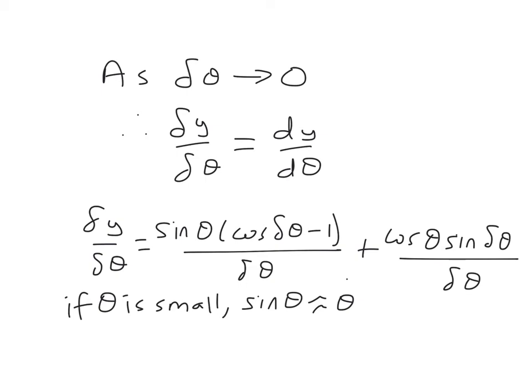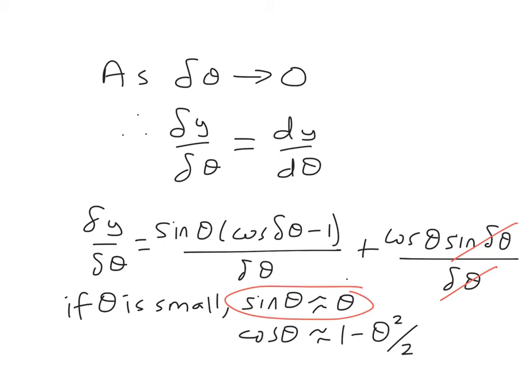We also know that if theta is small, then cos theta is approximately 1 minus theta squared over 2. So we've got sine delta theta and delta theta being approximately equal. That's what this is saying. So I can replace sine delta theta over delta theta by 1.